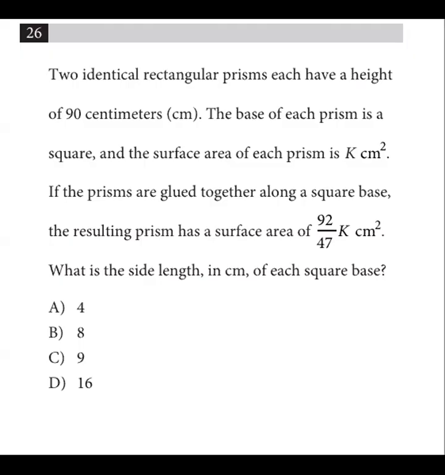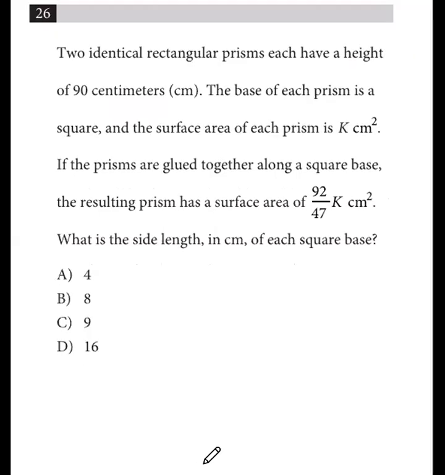Okay, so for question 26, we have two rectangular prisms that are identical. So I'm just going to draw this. This is rectangular prism 1, and then we have another one that is just identical. The height is 90. Base is a square, so let's just say this is x and this is size x.